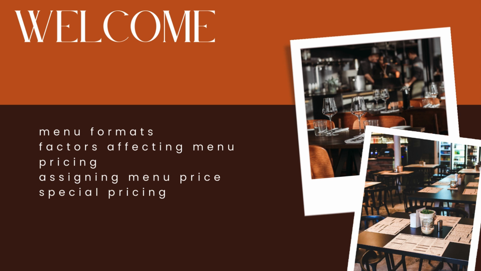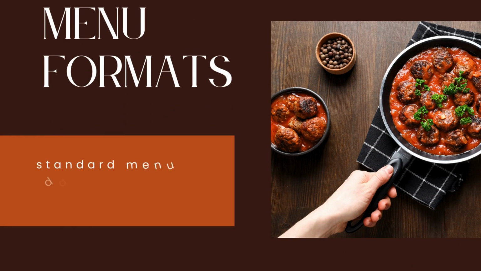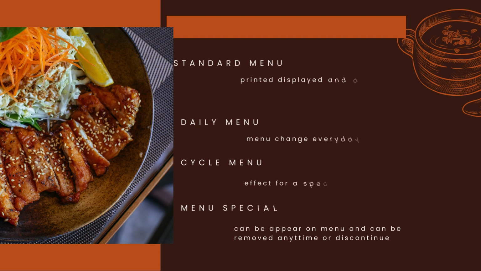So we have different kinds of menu formats. We have the standard menu, the daily menu, and the cycle menu. Let's talk about the different types, starting with the standard menu. The standard menu is considered as the printed or displayed menu, or recited by the service staff and communicated to the guests. So this menu is already fixed. The standard menu is most typically found in traditional restaurants or the hotel segment of the hospitality industry.